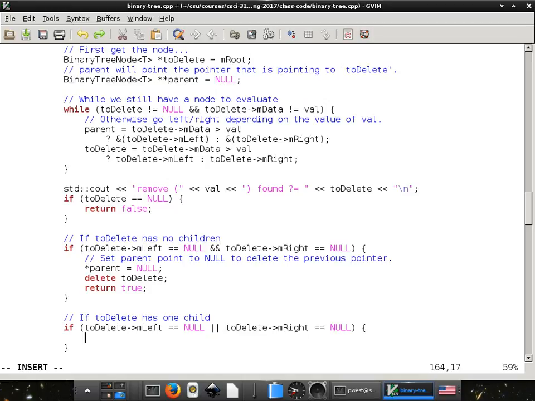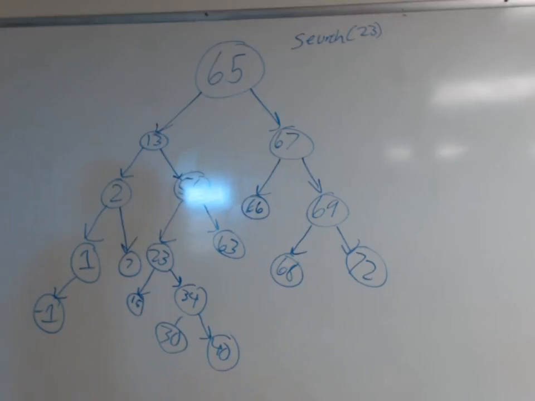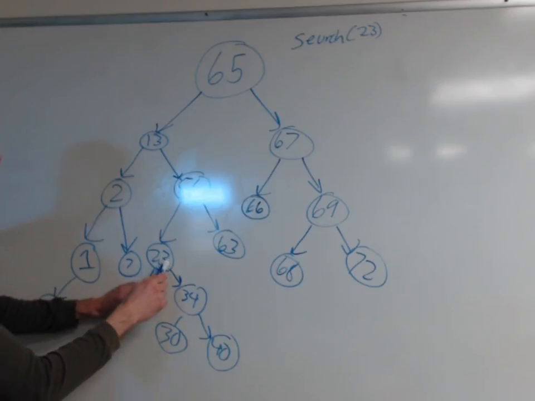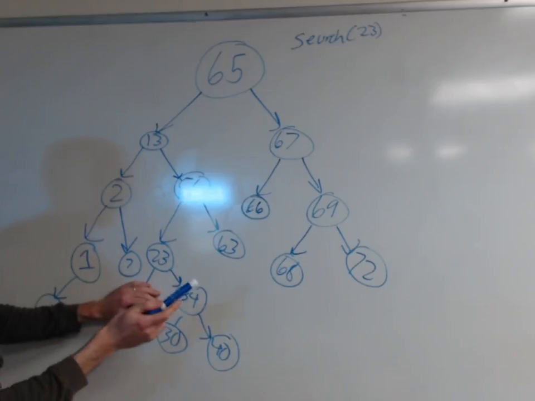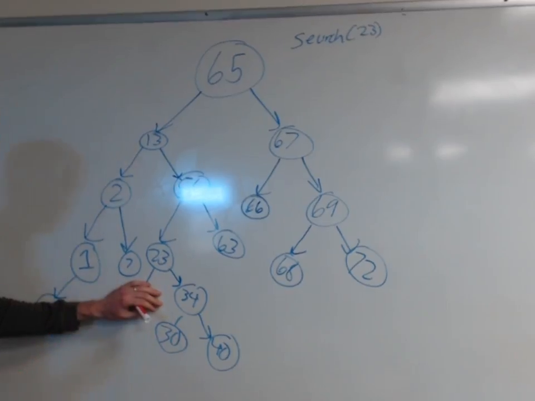So if it has one child, what do we do? Well, let's look at this. This is actually very simple if we think through it. If you're at this 1, can the -1 replace it? Yeah. If we deleted that 15, which we have already, can the 34 just replace the 23? Yes.